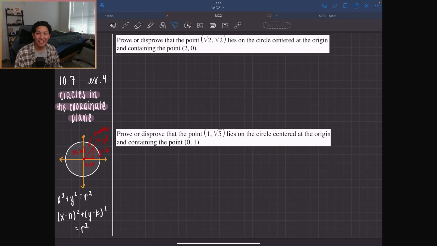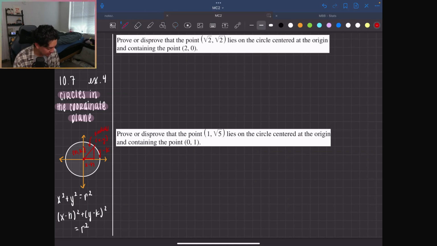All right, in our last example, we're going to be given a point and we need to prove if it's on the same circle. So in this example, it says prove or disprove that the point root 2 lies on the circle centered at the origin and containing the point 2, 0. So a lot of information is given here, but let's break it down, okay?